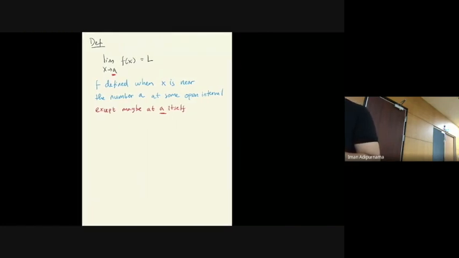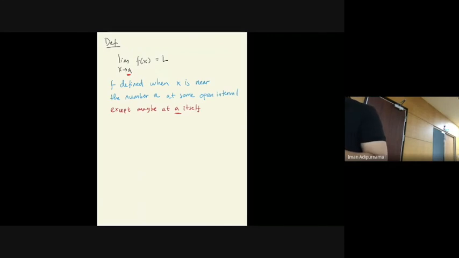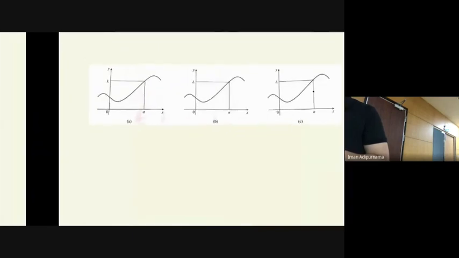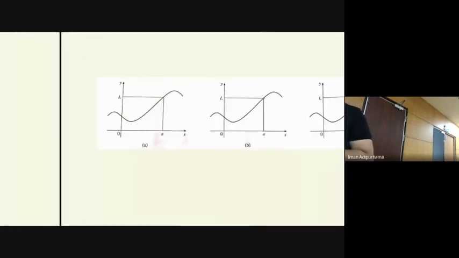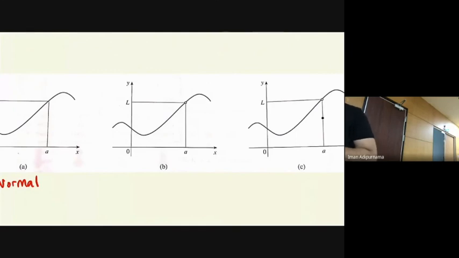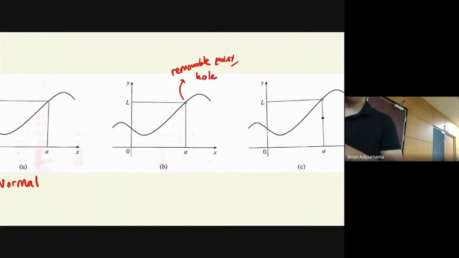In some situations, it can be like this. The first one is pretty normal. There's nothing wrong about that. Number two, number B, there is a hole here. So there is a removable point, or hole if you want. But still, you can find the limit, even though there is a hole.